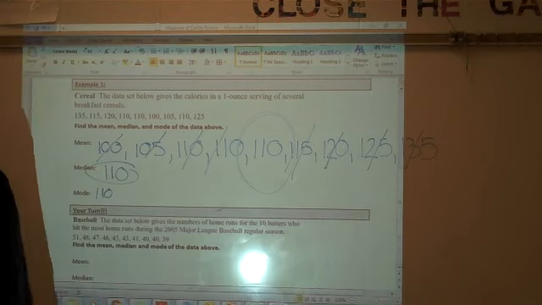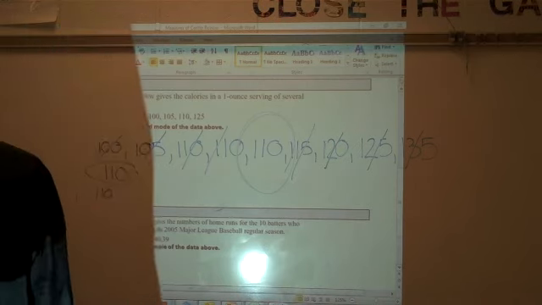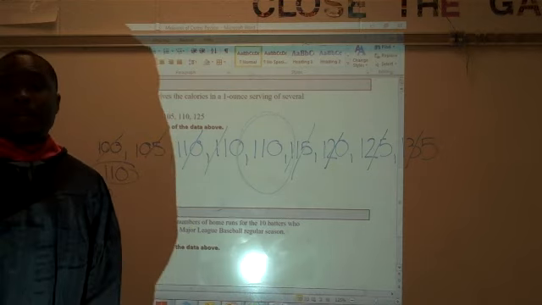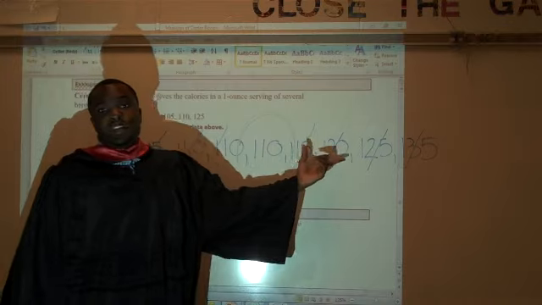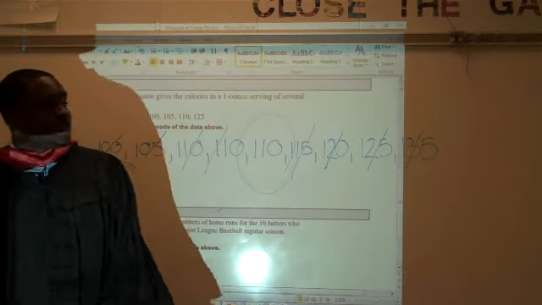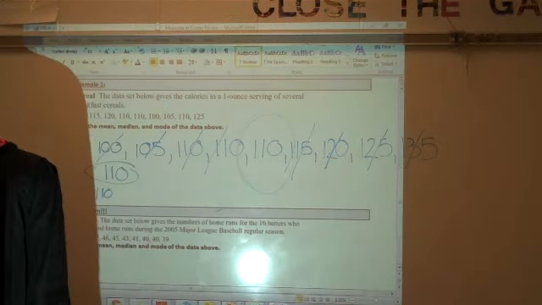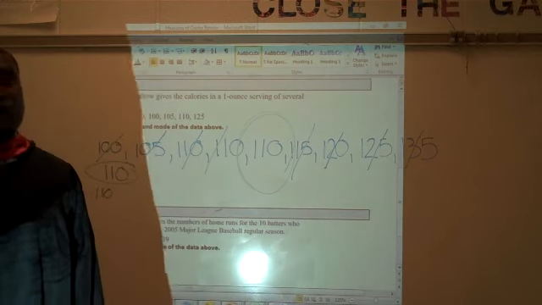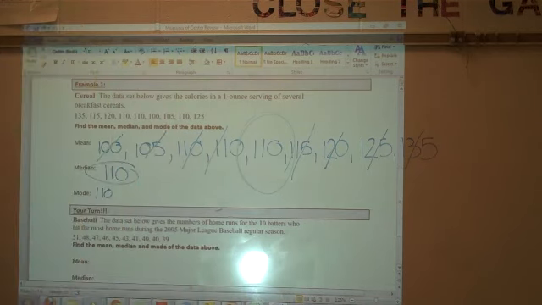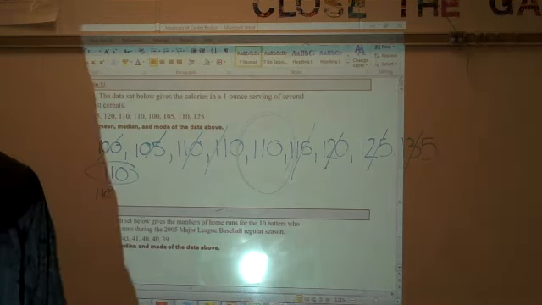Now, I do want to point out, it is possible for you to have more than one mode, or maybe you might not even have any mode at all. So let's say, for example, maybe 120 was repeated 3 times. Then you would have 2 modes, 110 and 120. Or maybe no number was repeated at all. In that case, you don't have any mode at all. Now, like I said, this is a review. Some of this should be pretty easy for you.